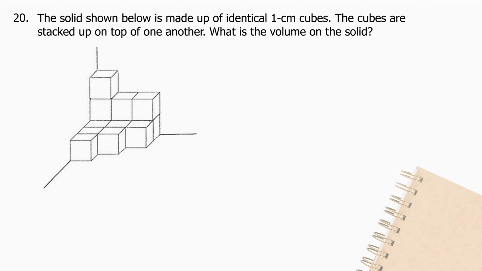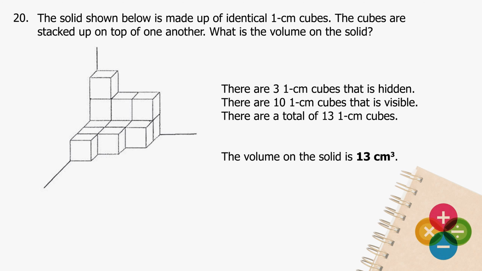Question 20. The solid shown below is made up of identical 1 cm cubes. The cubes are stacked up on top of one another. What is the volume of the solid? There are 3 1 cm cubes that are hidden. There are 10 1 cm cubes that are visible. There are a total of 13 1 cm cubes. The volume of the solid is 13 cm3.